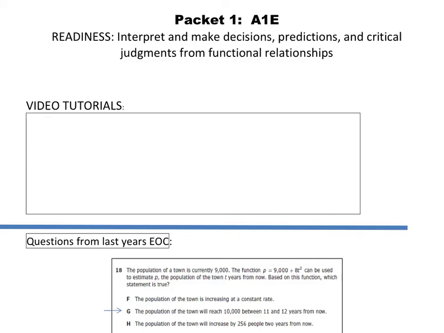Okay, this is Packet 1, Standard A1E. It's a readiness standard. It's asking you to interpret and make decisions, predictions, and critical judgments from functional relationships. Functional relationships are comparing and talking about two different things. So we're comparing two things. We need to identify what those two things are first. That's the very first thing I want you to do.